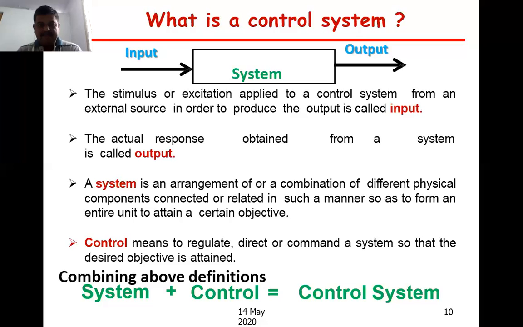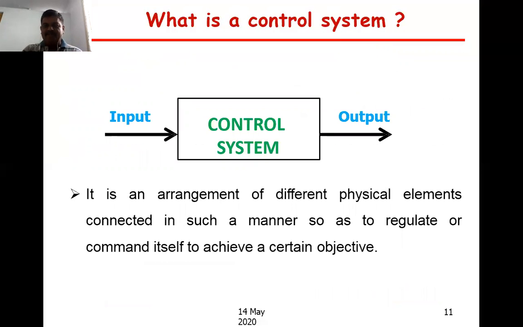Generally, a system is an arrangement or combination of different physical components connected or related in such a manner as to form an entire unit to attain a certain objective. You put together many components, and your final output is a certain objective. Control means to regulate, direct or command a system so that you get some desired objective. Combining the above definitions, system plus control is called a control system. It is an arrangement of different physical elements connected in such a manner as to regulate or command itself to achieve a certain objective.